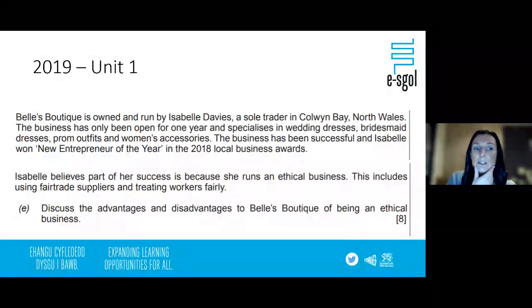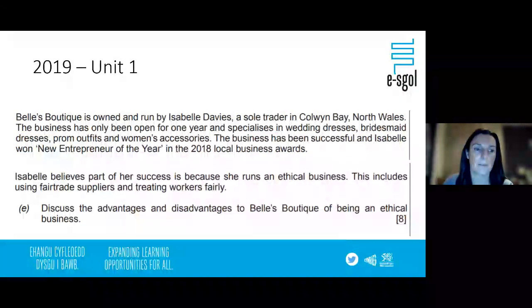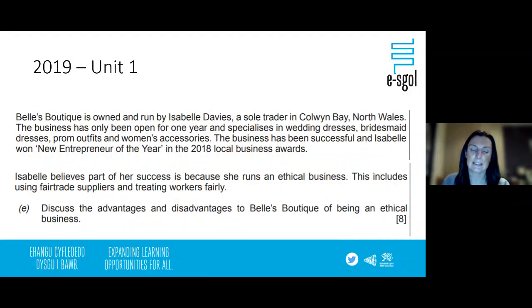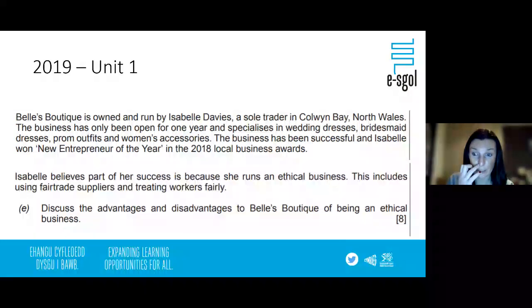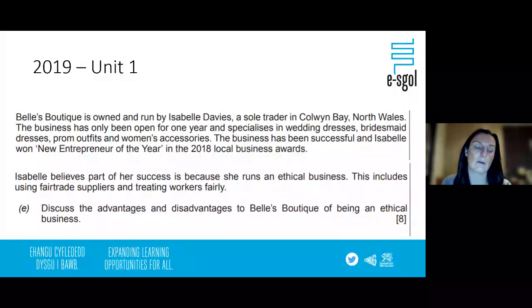The business has only been open for 1 year, specialises in wedding dresses, bridesmaids dresses, prom outfits and women's accessories. The business has been successful and Isabella won New Entrepreneur of the Year in 2018 at the local Business Awards. Now, Isabella believes part of her success is because she runs an ethical business. This includes using fair trade suppliers and treating workers fairly. Discuss the advantages and disadvantages to Bella Boutiques of being an ethical business.